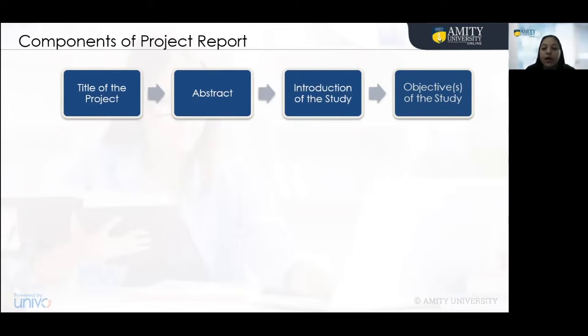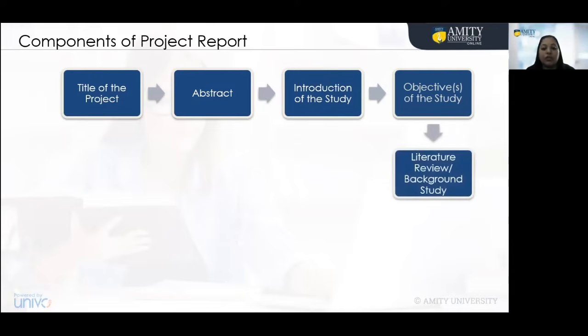For example, one of the objectives could be to find out the ways in which a particular work is done, or to find out a relationship between two variables. These are the kind of objectives you need to formulate, and then your entire study will be based on fulfilling these objectives. Based on these objectives, you will do a literature review or a background study.